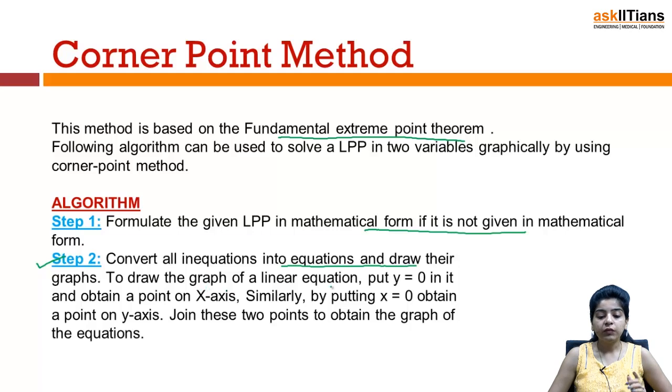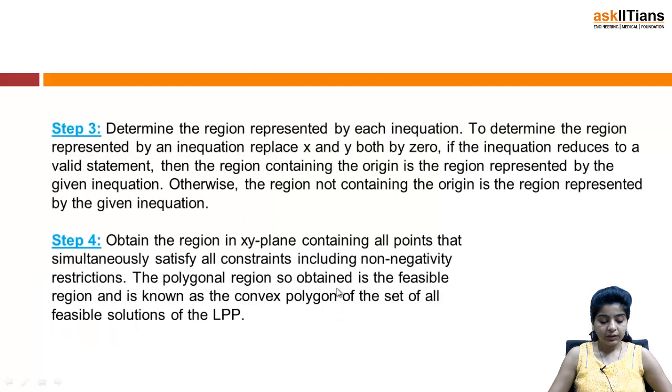To draw the graph of a linear equation, put y equal to 0 in it and obtain a point on x-axis. Similarly, by putting x equal to 0, obtain a point on y-axis. Finally, join these 2 points to obtain the graph of the equation. Then step 3 says determine the region represented by each inequation.